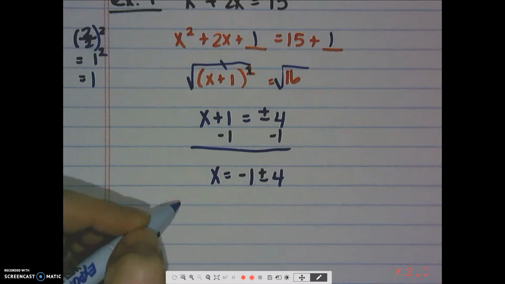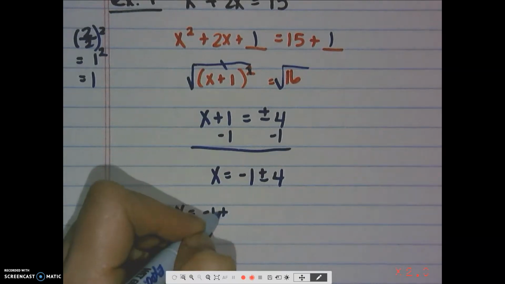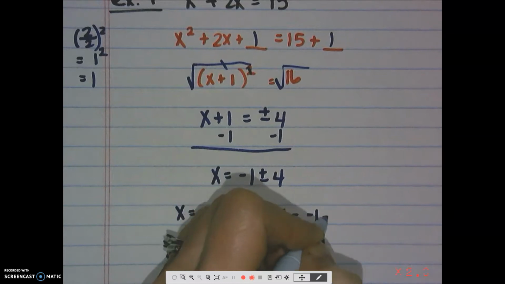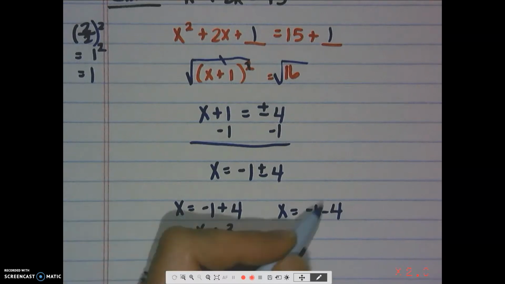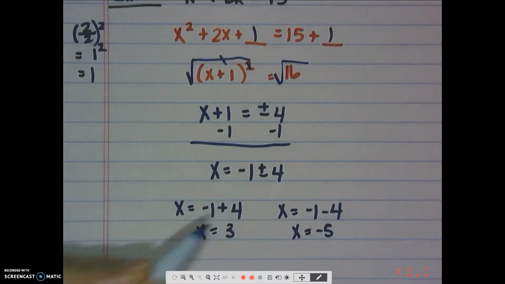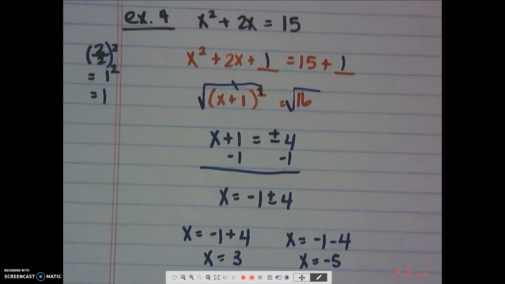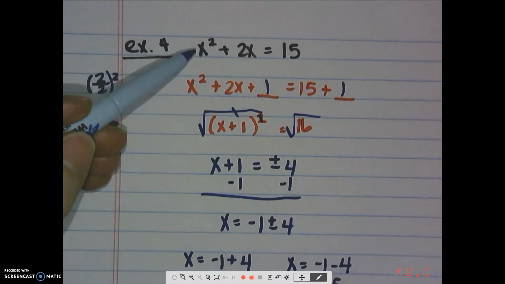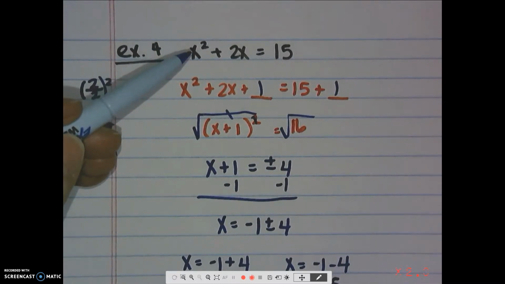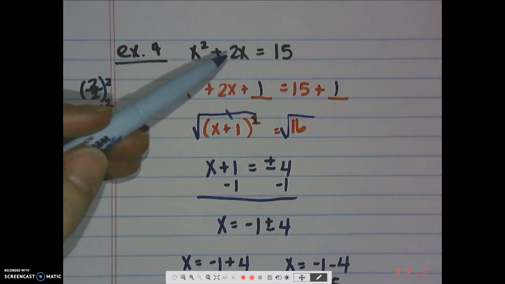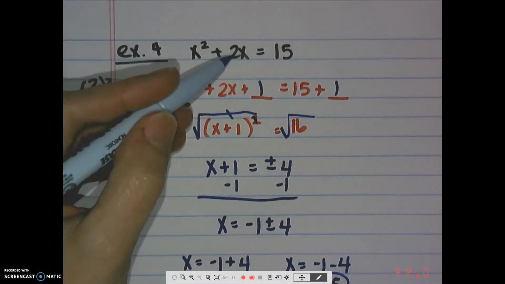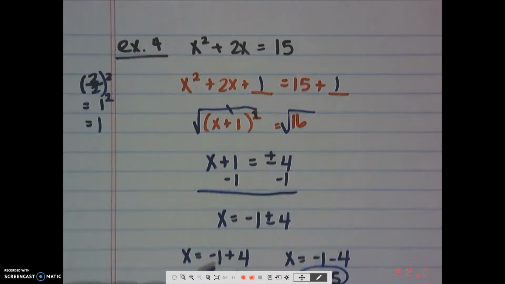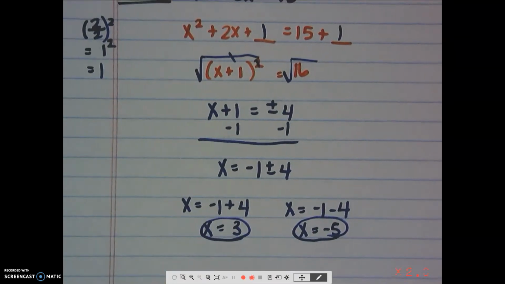So our two situations that we're in now, we have negative 1 plus 4, or we have negative 1 minus 4. Negative 1 plus 4 would give us 3. Negative 1 minus 4 would give us negative 5. And then we're going to check those. So let's check negative 5. Okay, negative 5 squared is positive 25. 2 times negative 5 is negative 10. 25 minus 10 is 15. So that one works. Similarly, with 3, 3 squared is 9. 2 times 3 is 6. 9 plus 6 gives us 15. So both of our answers down here work.